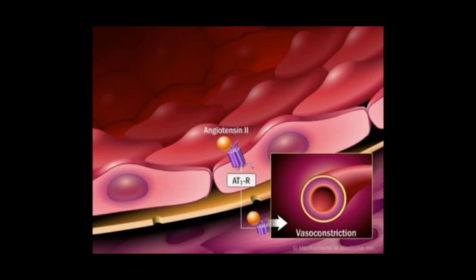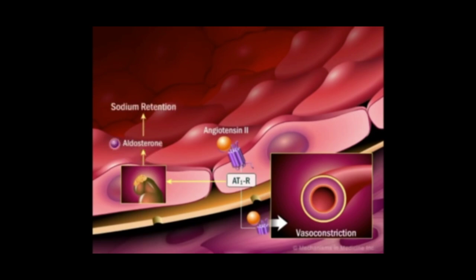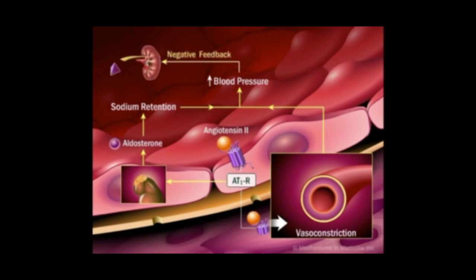In addition to a vasoconstriction effect, stimulation of AT1 receptor causes the adrenal glands to release the hormone aldosterone, resulting in sodium retention. Combined with vasoconstriction, this increases blood pressure. In the final stages of RAS, the kidney reduces the production of renin.